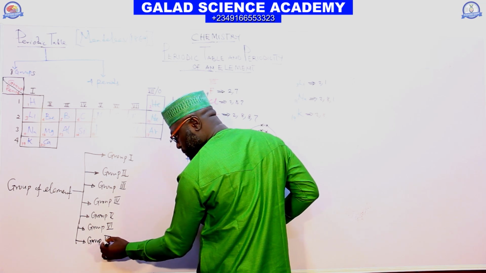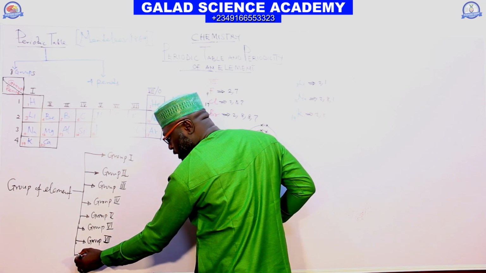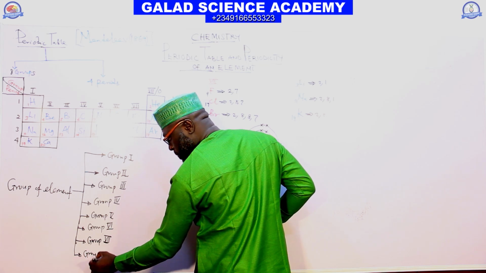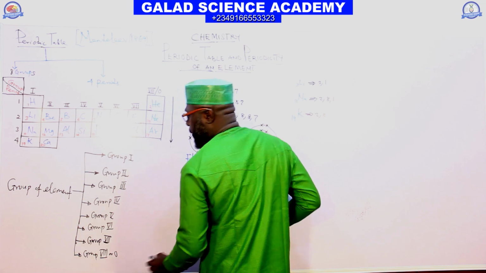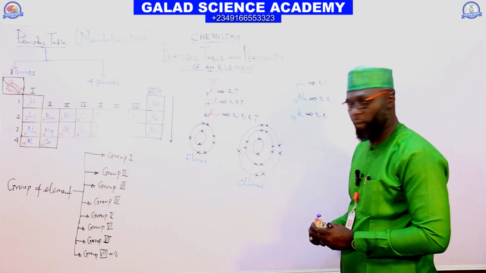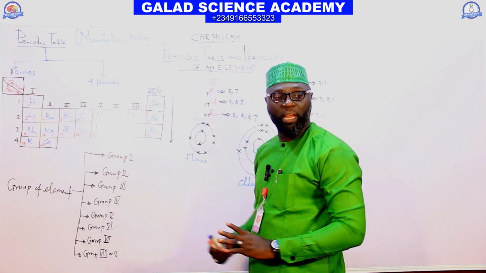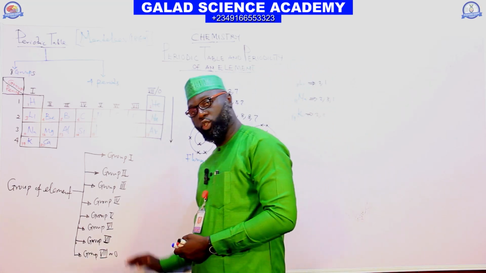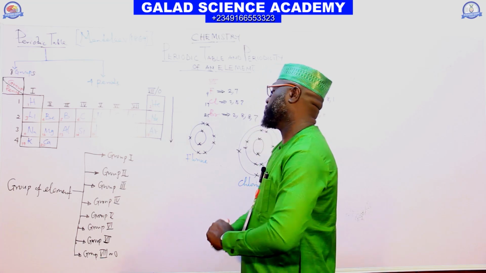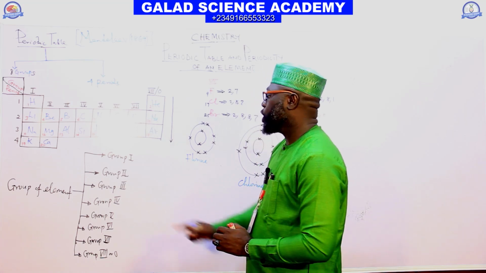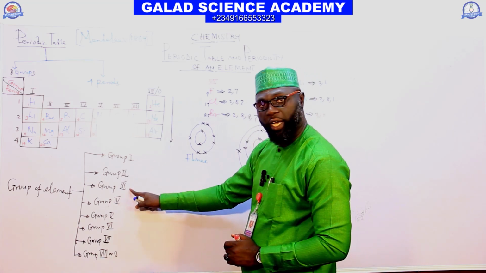Group 7. The last one is what? Group 8 or 0. So the elements in the periodic table can be grouped into what? Into 8 groups, abi? And look at what group 1. Group 1, group 2, group 3.